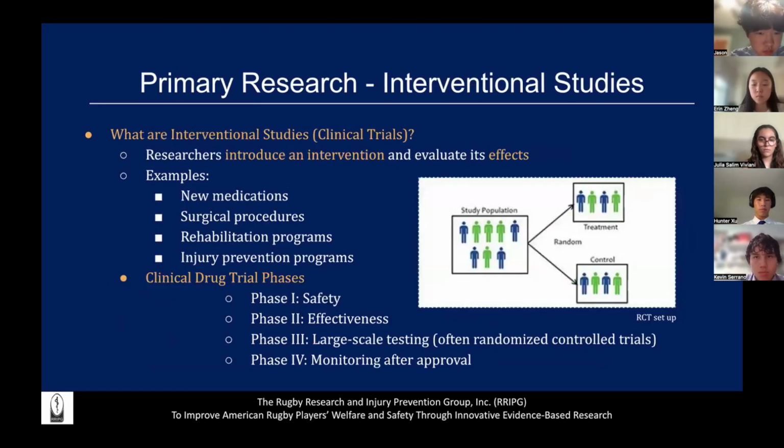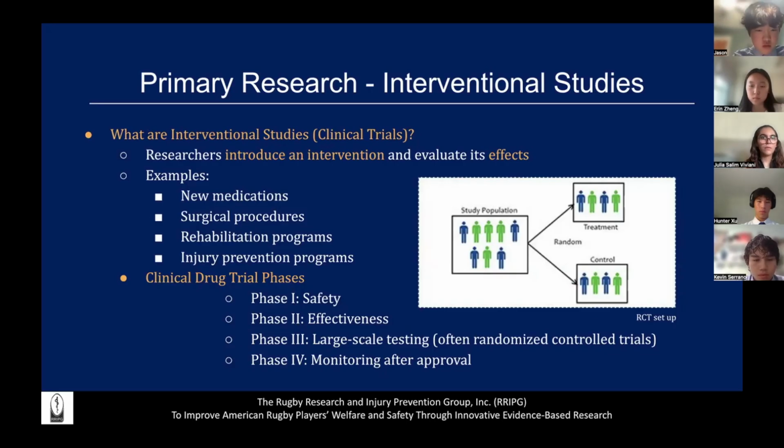Also involved in the umbrella term of primary research is interventional studies. Another term for this is clinical trials. What is done here is that researchers introduce an intervention and then evaluate the effects of that intervention. Examples of this include new medications, surgical procedures, rehabilitation programs, and injury prevention programs. One common example would be testing whether a new strength training program reduces the number of knee injuries in athletes.